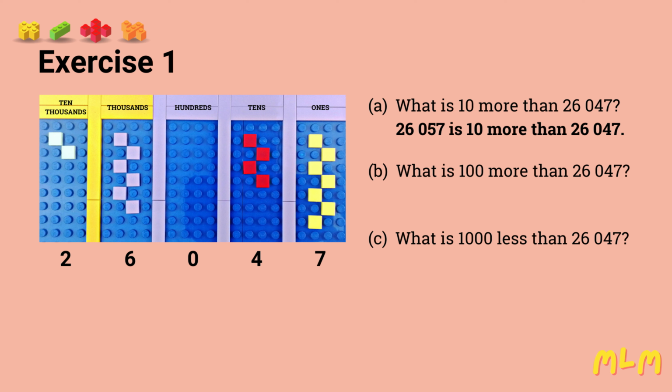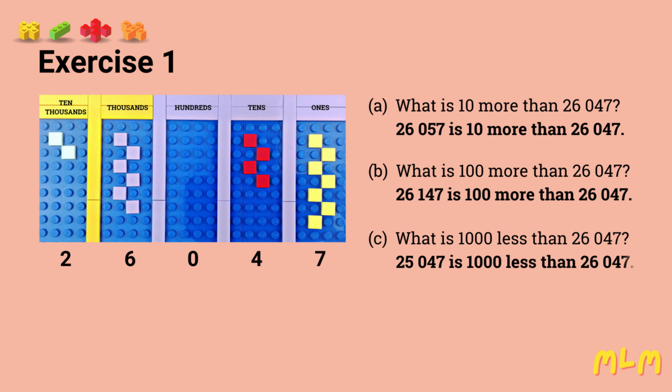26,057 is 10 more than 26,047. 26,147 is 100 more than 26,047. 25,047 is 1,000 less than 26,047. Did you get the right answers?